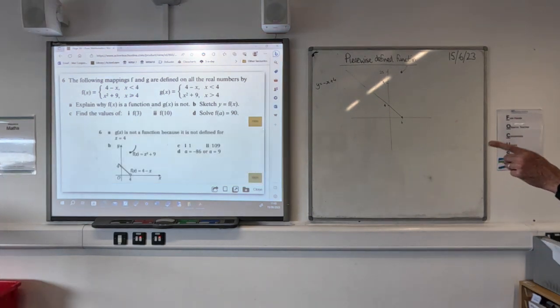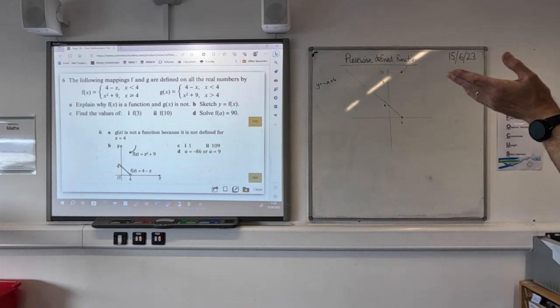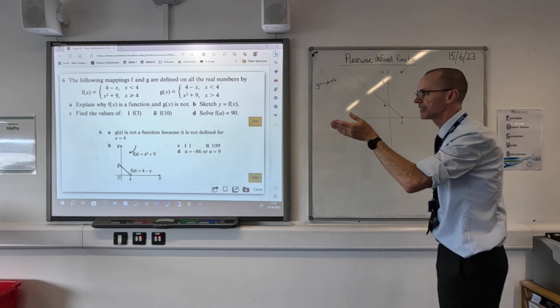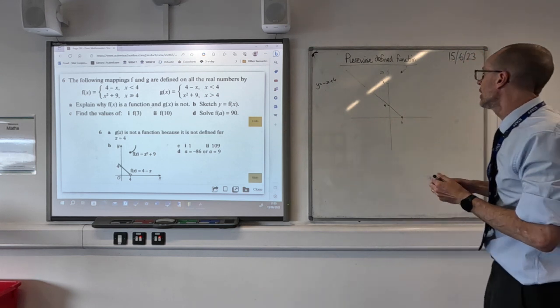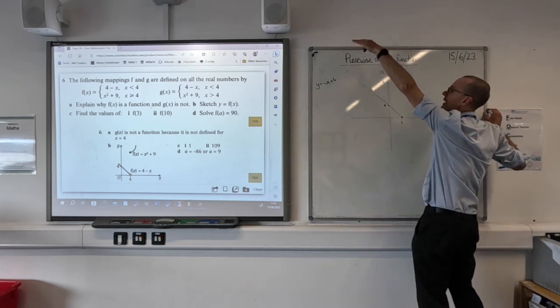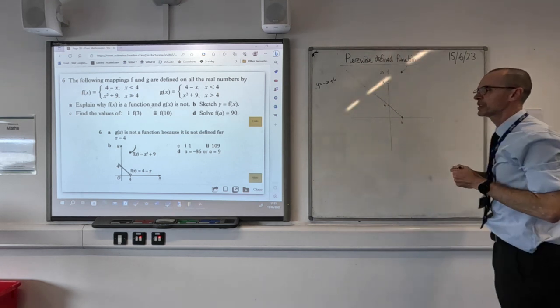So when f is 3, we put it into the top function. 4 take away 3 is 1. When f is 10, we use the bottom function. 100 plus 9 is 109. Where does that function equal 90? Well, y is 90 is up here, so both lines will cross that.